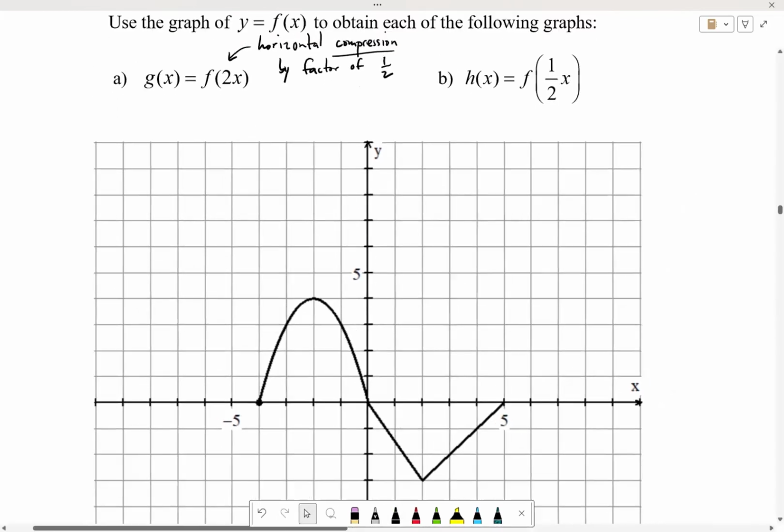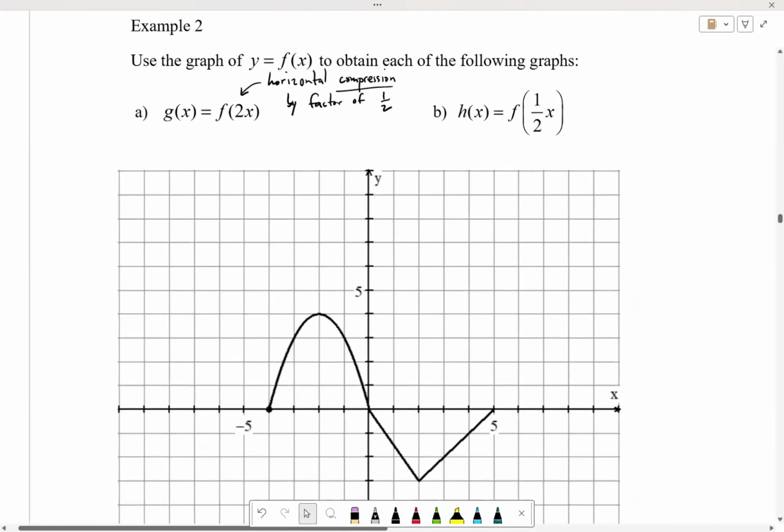So we're just going to take some key points here. I'll start with the left side. Is this like some sort of parent function? Do you need to have this one in your library? No, this is just for this problem.